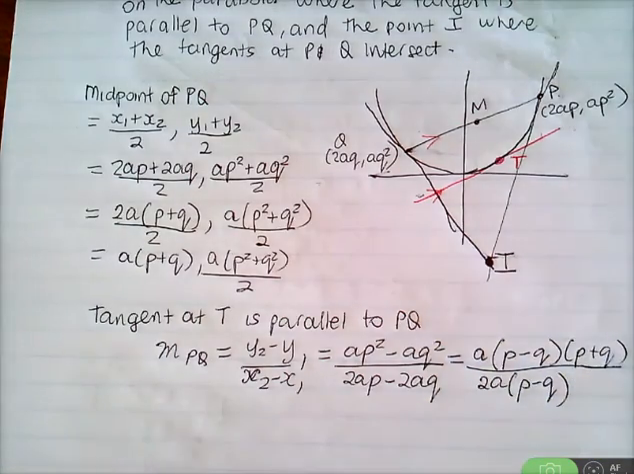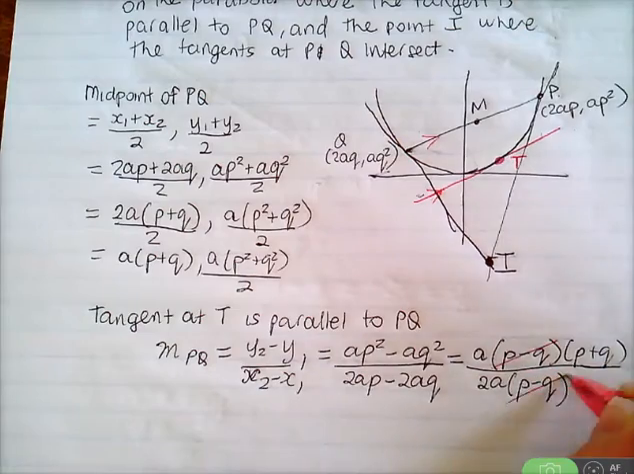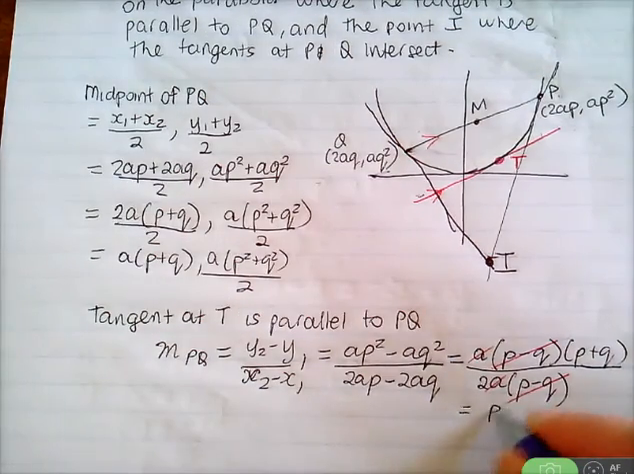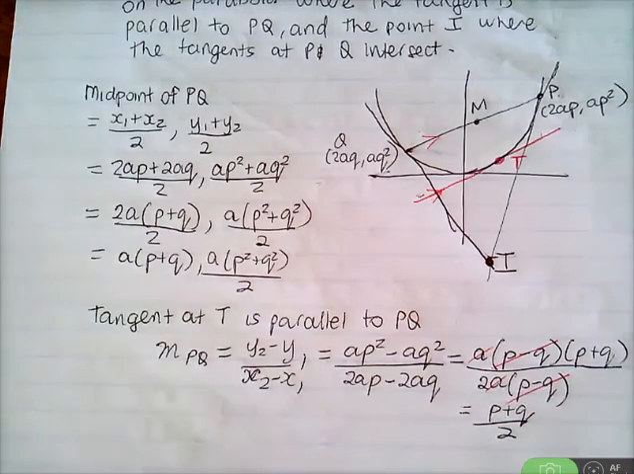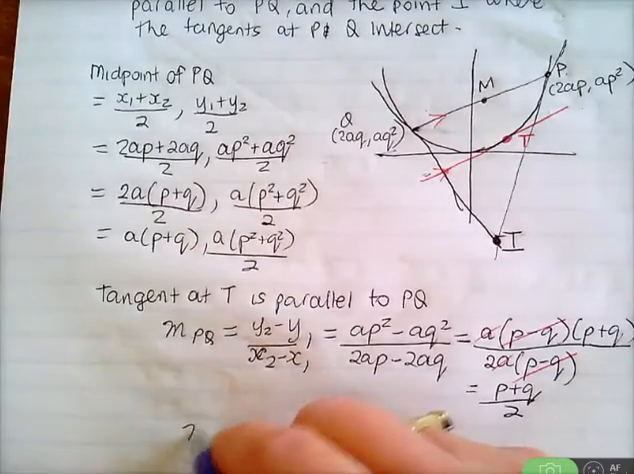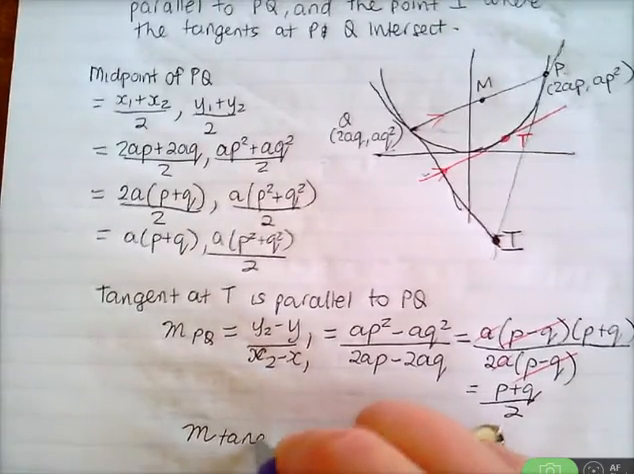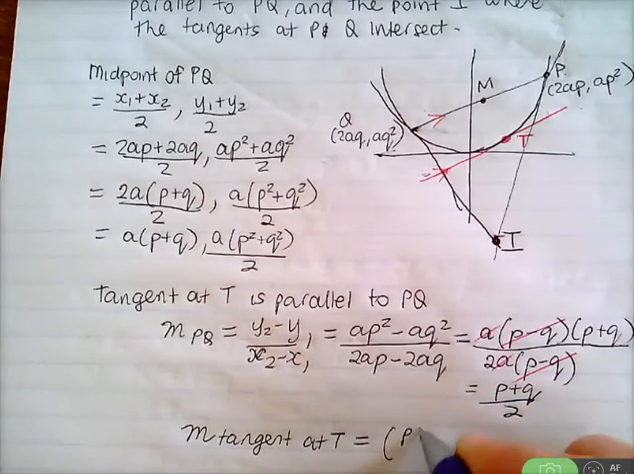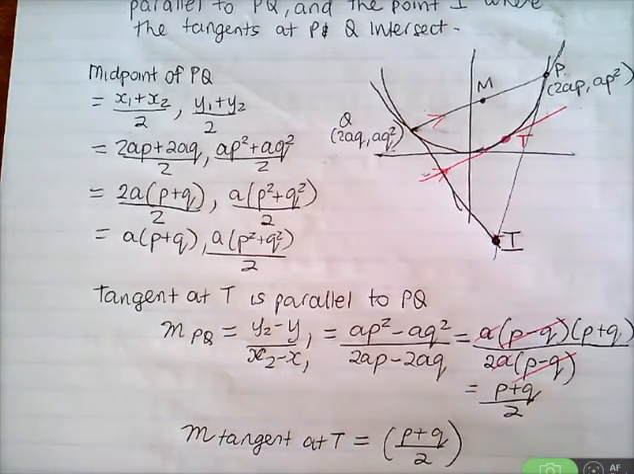See, once you practice this over and over again, we've seen this before now. This is probably the 3rd time we've done it. So cancelling the P minus Qs and the A's, we get P plus Q on 2. Now, that's the gradient of PQ. So we can say, therefore, the gradient of the tangent at T is P plus Q on 2.